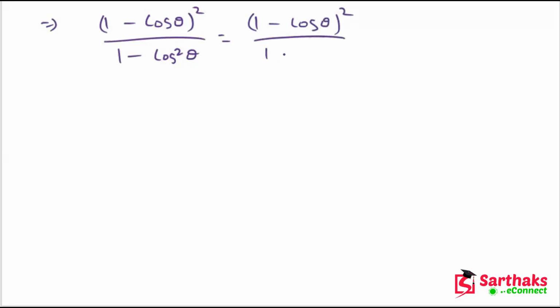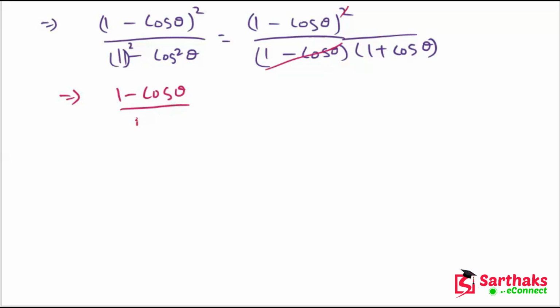So we can write it also upon 1 minus cos square theta, which is the formula like a square minus b square. 1 can be written as a square, so a square minus b square becomes (a plus b) and (a minus b). So 1 minus cos theta into 1 plus cos theta. Okay, my dear friends, so from this expression, the above expression will be cancelled. So we get 1 minus cos theta divided by 1 plus cos theta, which is equal to RHS. So this is the required result and hence proved.